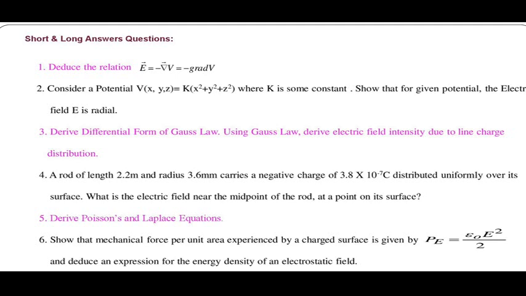Question number 4. A rod of length 2.2 meter and radius 3.6 mm carries a negative charge of 3.8 times 10 to the power minus 7 coulomb distributed uniformly over its surface. What is the electric field near the midpoint of the rod at a point on its surface? Question 5. Derive Poisson and Laplace equations.